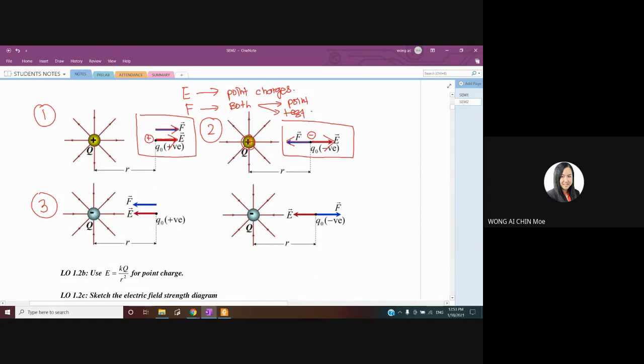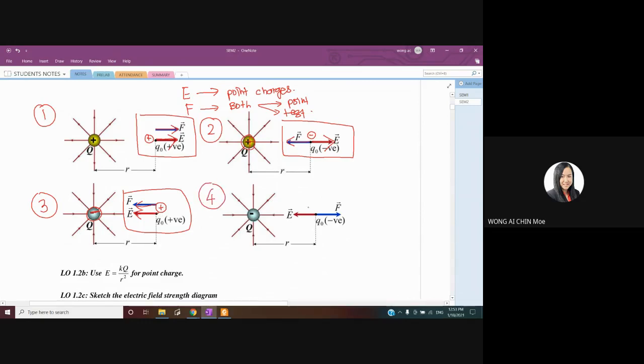Diagram 3. Your point charge is negative, meaning that your electric field will point into the negative point charge. But if your test charge is positive, so negative point charge, positive test charge, negative and positive, it will attract to the point charge. So this is the diagram for a positive test charge.